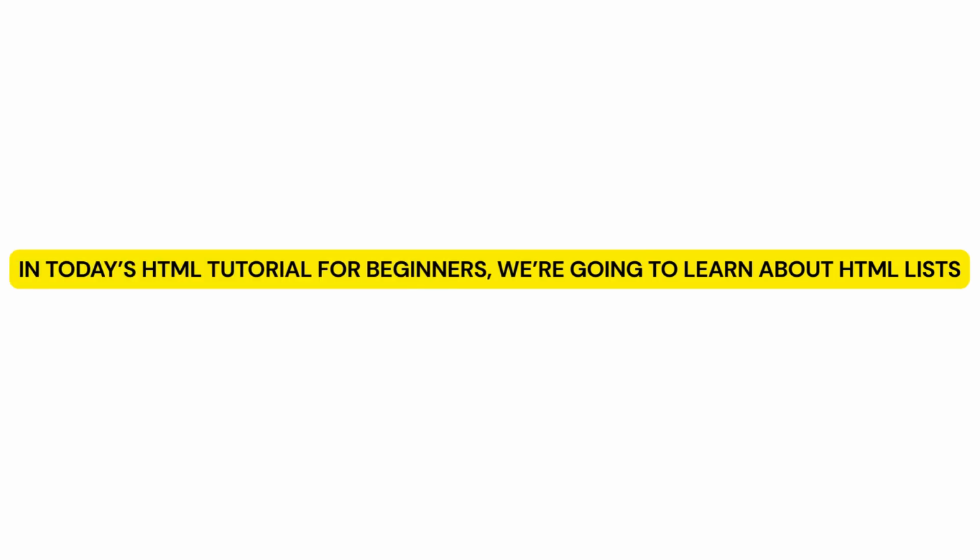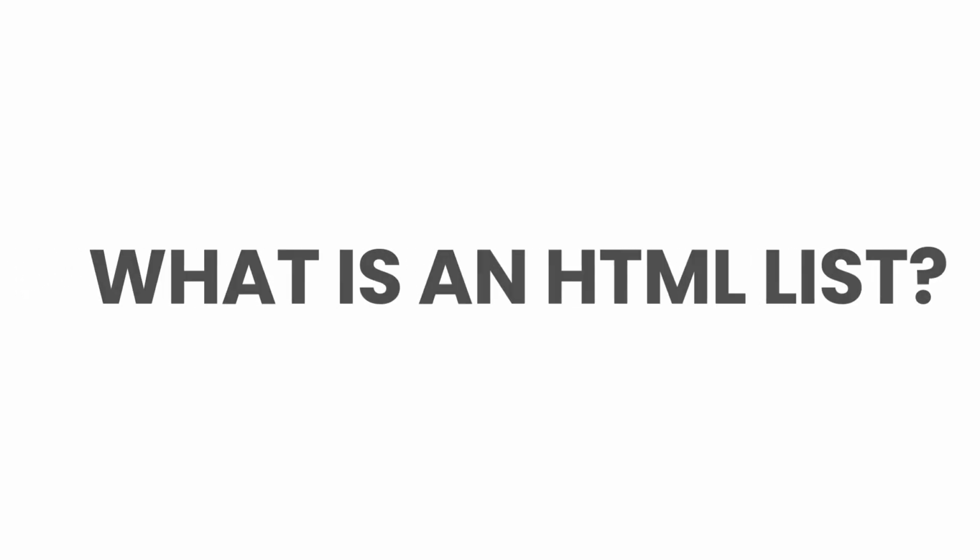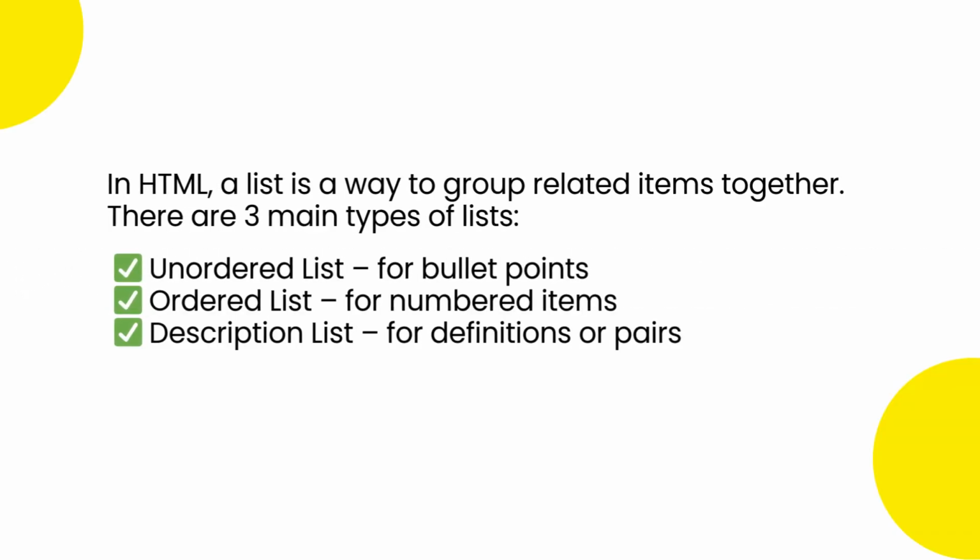In today's HTML tutorial for beginners, we're going to learn about HTML lists. What is an HTML list? In HTML, a list is a way to group related items together. There are three main types of lists: unordered list for bullet points, ordered list for numbered items, description list for definitions or pairs. Let's start with an unordered list.